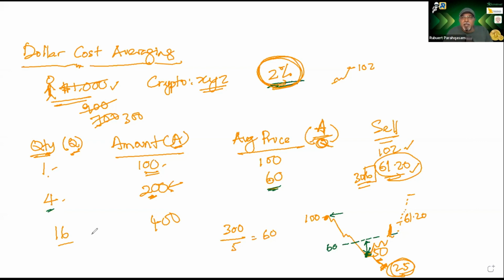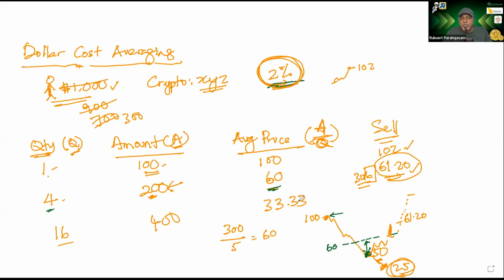What is the average price right now? Come on, guys. Very simple. Total amount divided by quantity. What is the average price? Yes, Lakshmi, you got it right. Positive Media, you got it right. Zuraida, you got it right. The average price here is 33.33.